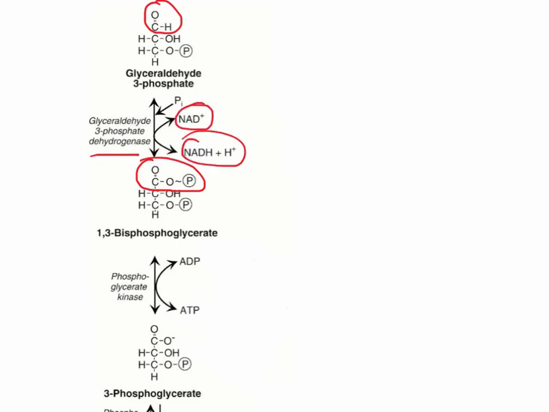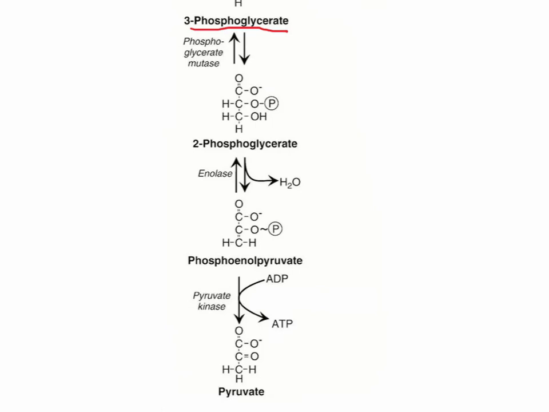In the end, a high-energy phosphate bond is formed. The free energy of hydrolysis of this high-energy phosphate is similar to that of ATP, and so this phosphate can be transferred to ADP to make ATP. The product 3-phosphoglycerate does not have a high-energy phosphate, but in the following steps, this phosphate can be converted to a high-energy phosphate in the molecule phosphoenolpyruvate. So, since it's a very high-energy phosphate, it can donate that phosphate to ADP to form ATP in the pyruvate kinase reaction. And the final product is pyruvate.